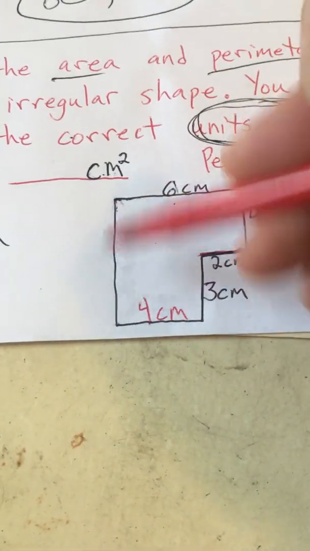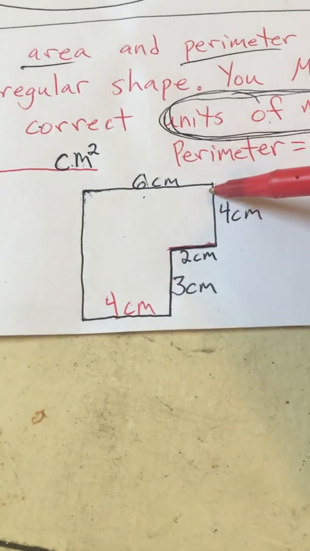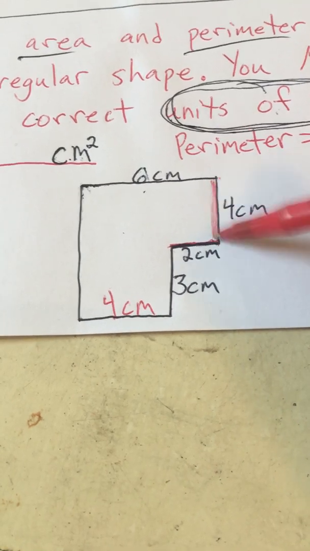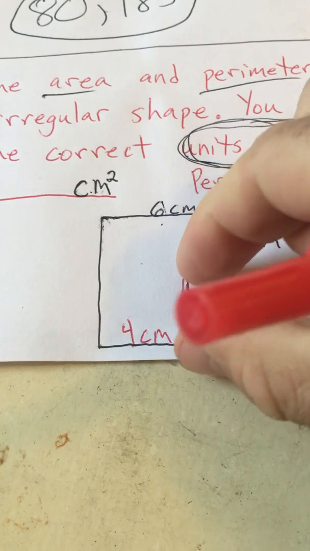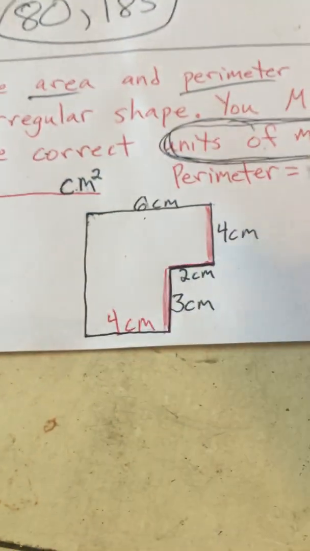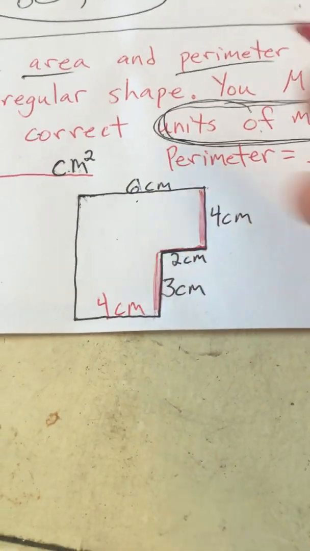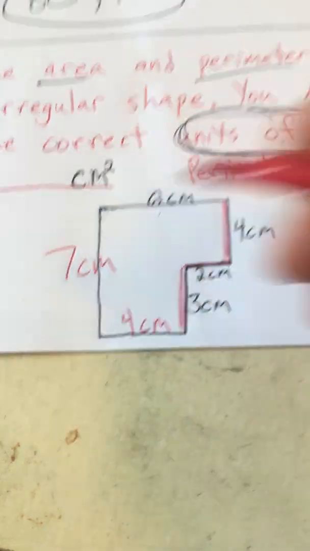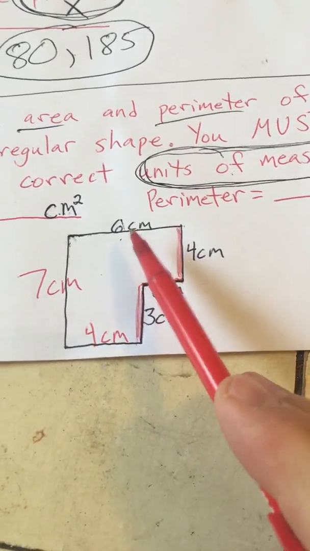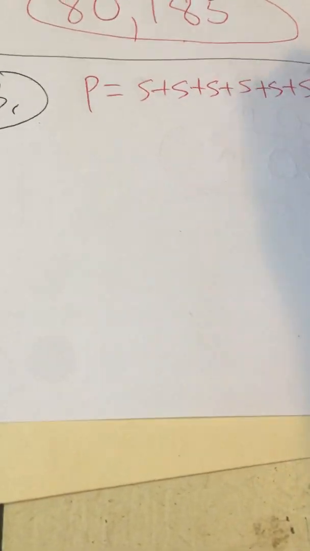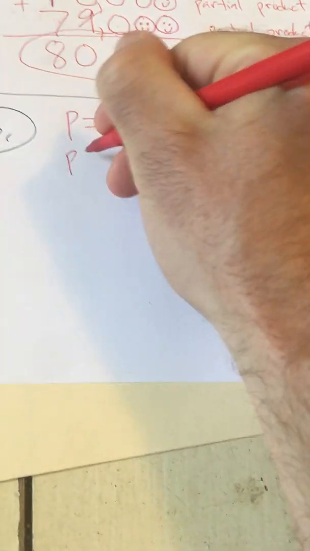Now let's look here. We don't know how much this is yet, but we know that this is 4, and this is 3, and when you add those together, it's the same as this. So 4 plus 3 is 7 centimeters for that side. So now we have 1, 2, 3, 4, 5, 6. We have all the sides, so let's find the perimeter. We're just going to add all the sides. There's 6 sides, so we're just going to add them together.